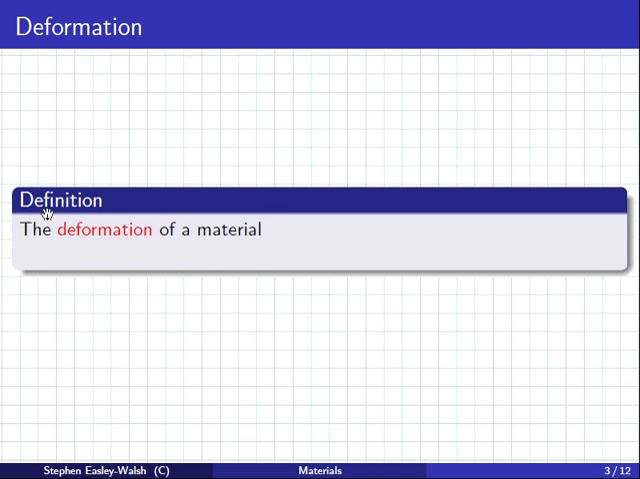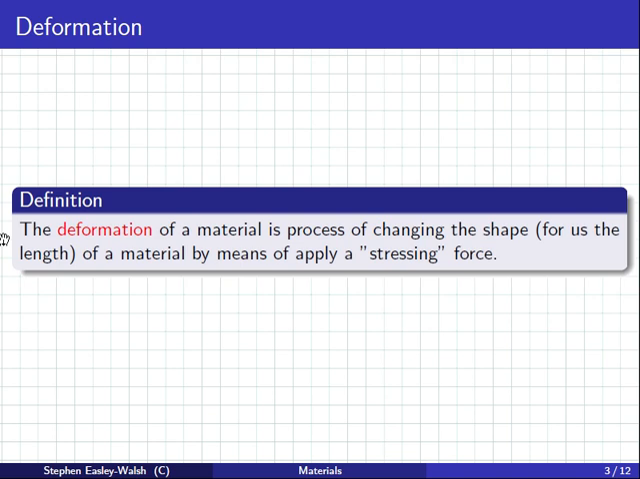Does anybody know this word? The deformation of a material. Change its shape. Yeah. The deformation of a material is the process of changing the shape. For us, though, that will just mean changing the length, by applying what's called a stressing force. Okay, you should write that down.